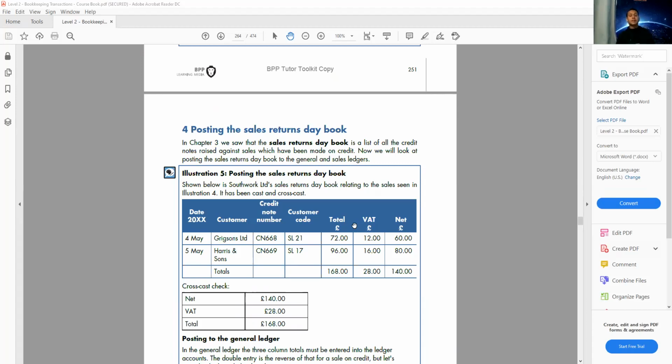Now sales return day book is when the credit customer returns to us. So when they buy from us, they're my asset. They're my debit. So when they buy from us, we sell, you are my debit. So you're my sales ledger control. So you are my asset, you are my debit.